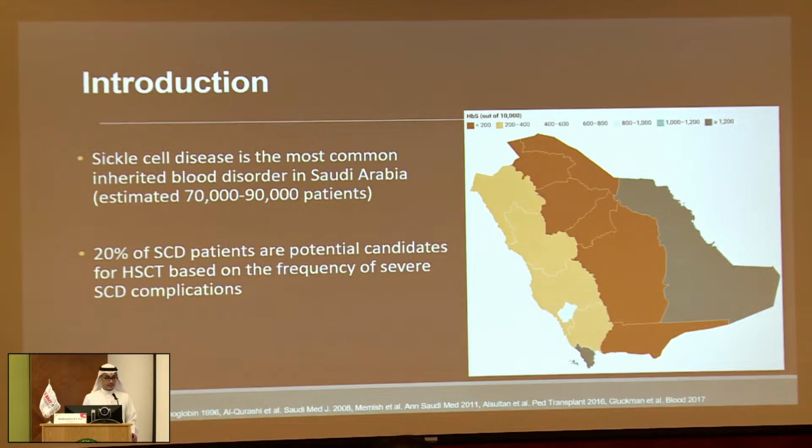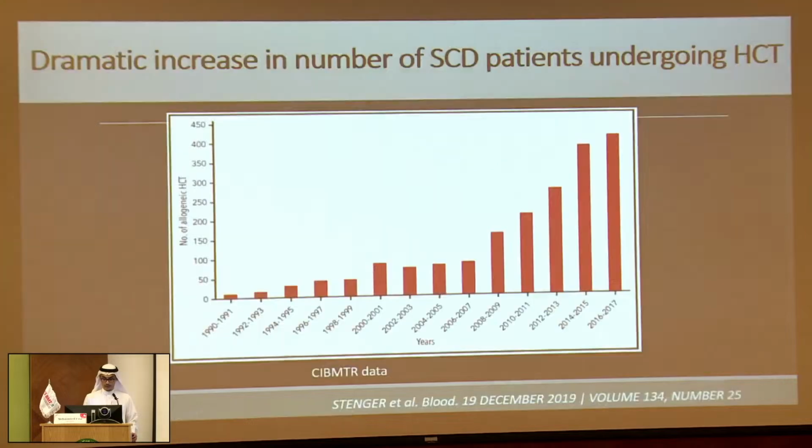As you know, sickle cell disease is the most common inherited blood disorder in the country, affecting at least 60 to 90,000 patients, even more than that in the recent MOH data. And from multiple studies and estimations, at least 20% of sicklers are severe enough to lean toward curative therapy such as transplantation or gene therapy.